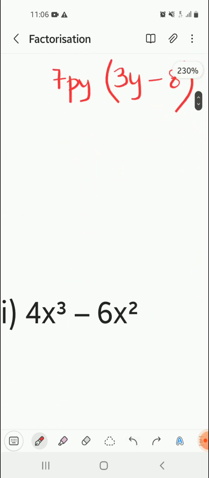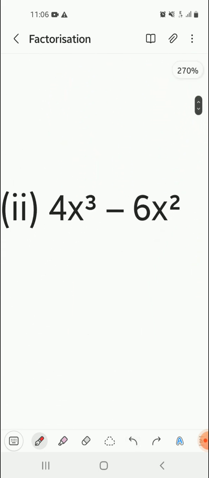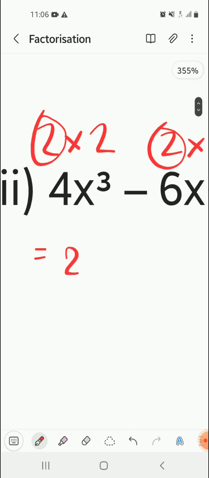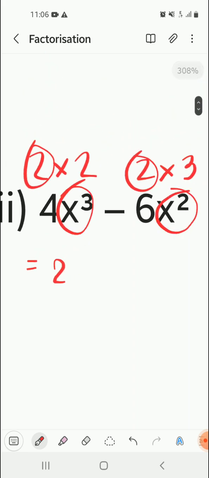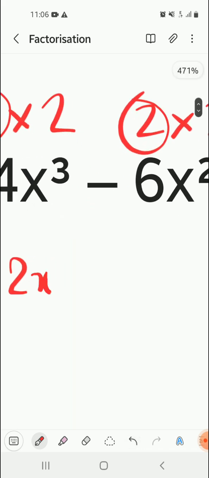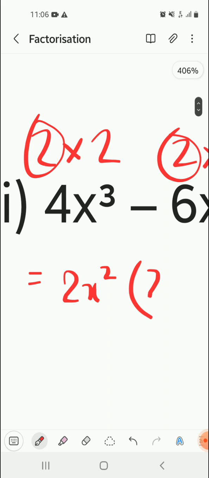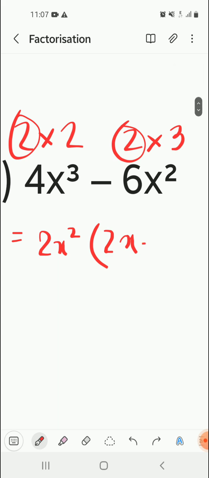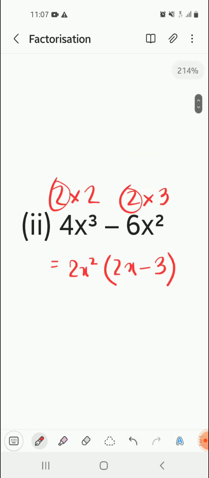Moving on to the next question. 4x cube and 6x square. Again, this is simple. 4 is 2 into 2 and 6 is 2 into 3. Therefore, 2 is common for both. So we are going to first place the common factor here, that is the highest common factor. Here we have got x cube, here we have got x square, which means x square is common for both. So here in the first expression, we are left with 2x. Check: 2 into 2 is 4, and x square into x is x cube. Next is minus 3, because 3 into 2 is 6 and x square is already given. So it ends over here. That's it.